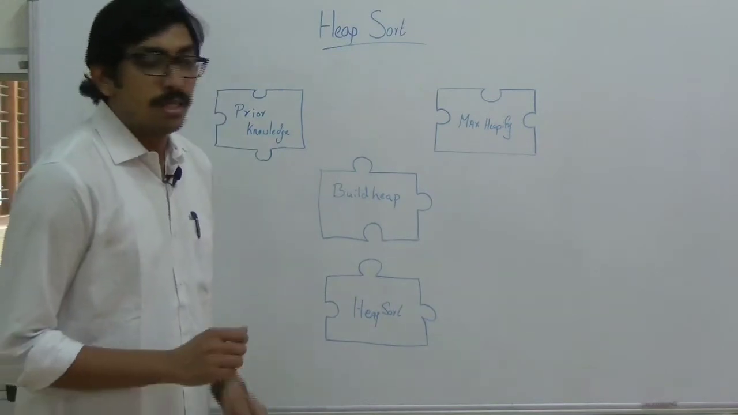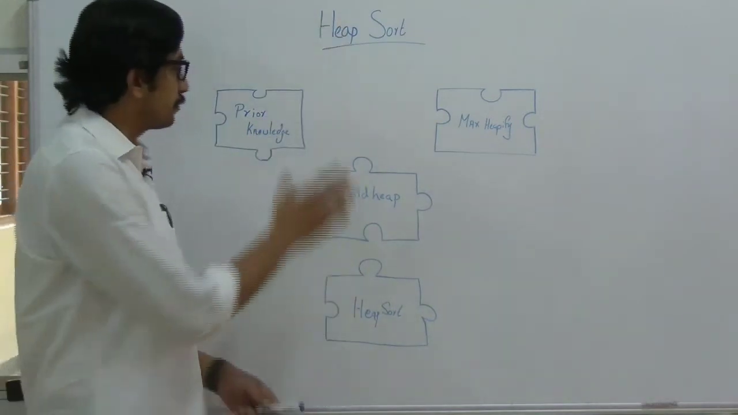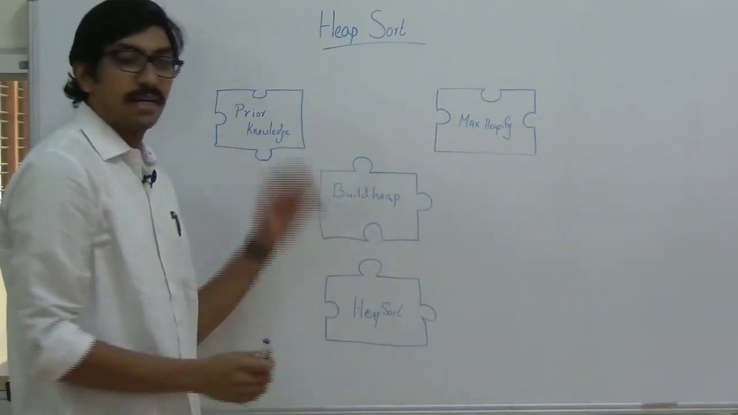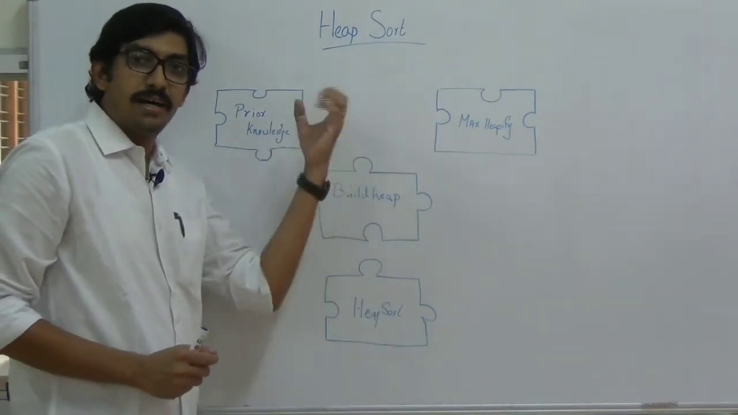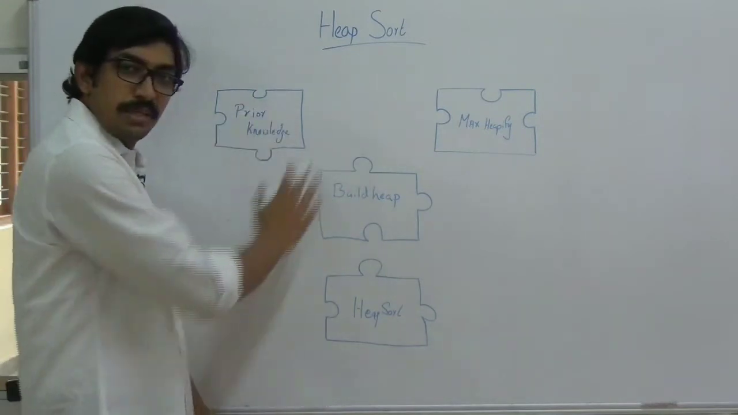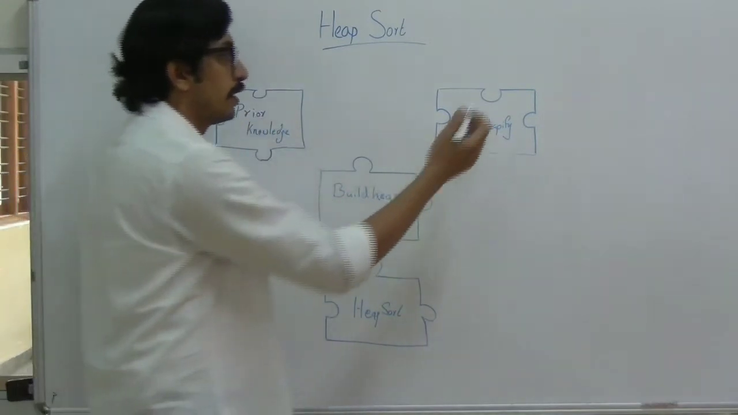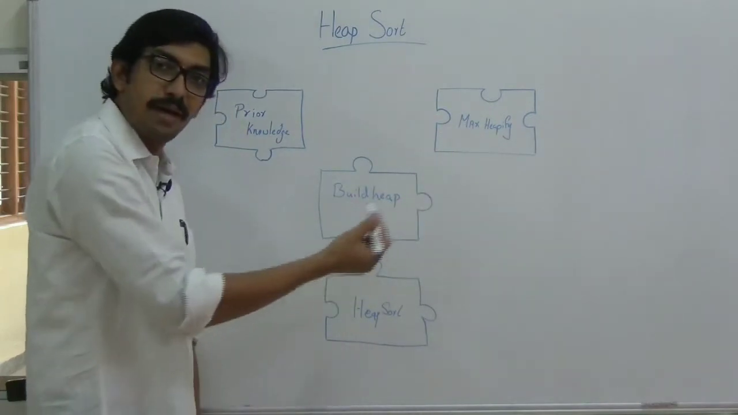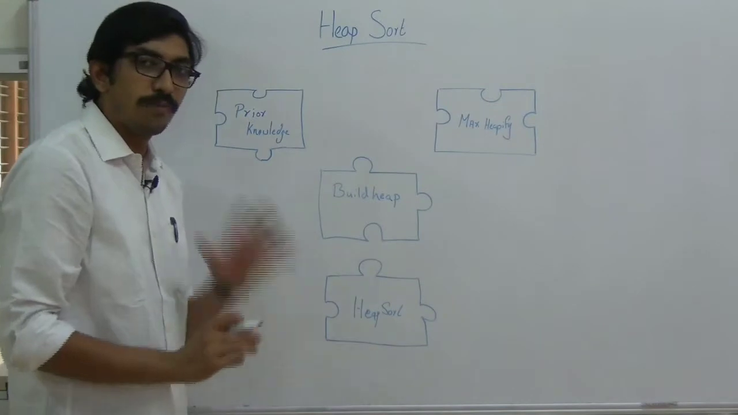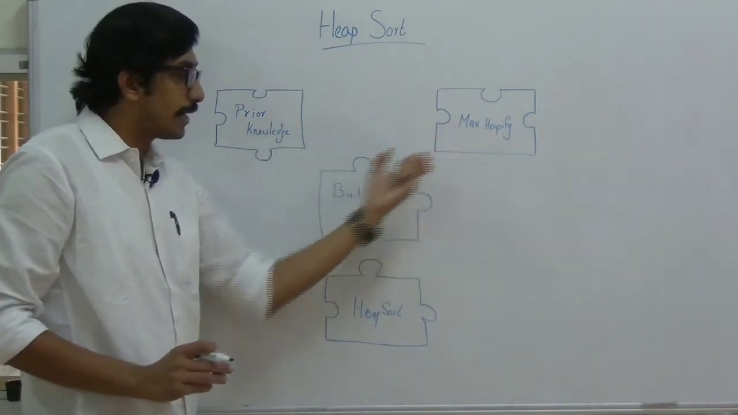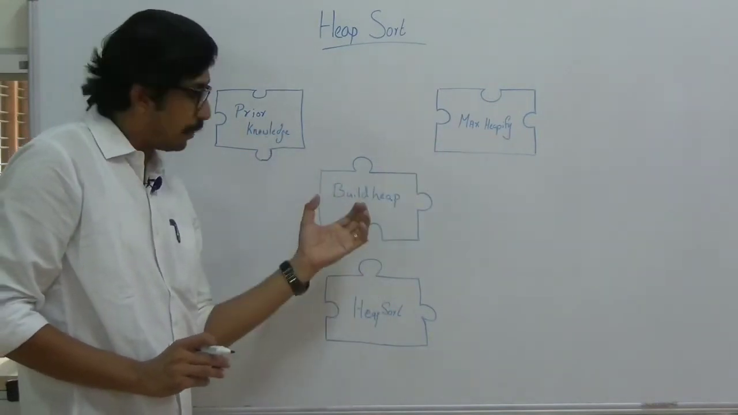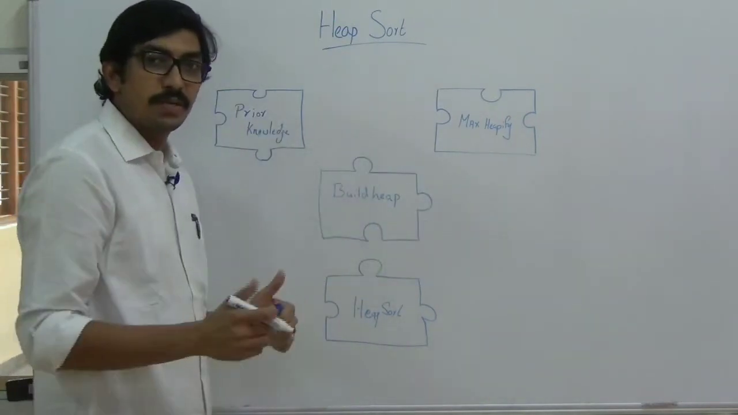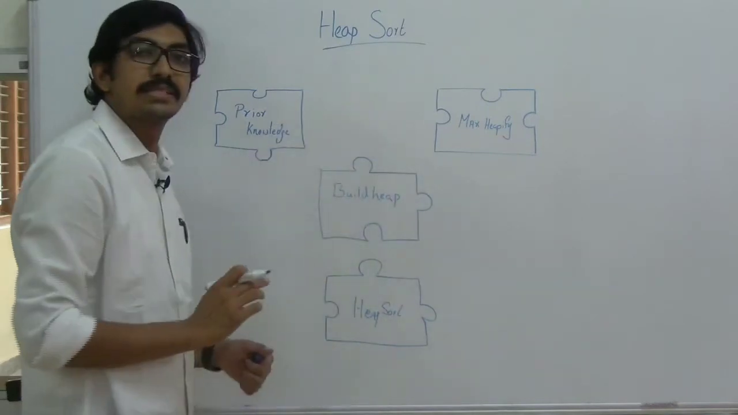Okay. So starting with heap sort, I'd like to call this different pieces of a puzzle. There are different portions or different topics in heap sort. One is that we must have prior knowledge. Then there are three algorithms: one is Max Heapify, another one is Build Heap, and another one is Heap Sort. So what we will do is we will study each piece separately, and once we know each piece, we will arrange them together in such a way that the entire picture is clear for you.